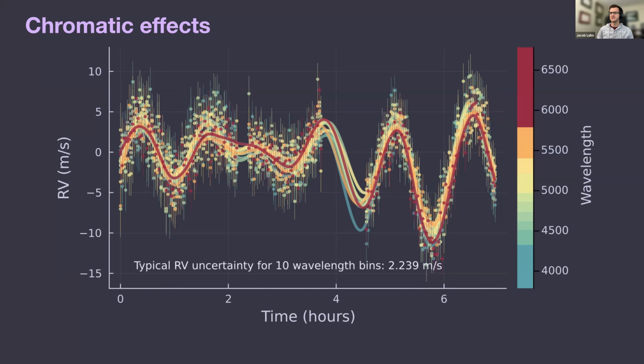So in this case, the wavelength bins, when we bin down all of the RVs, end up with typical RV uncertainty of about 2 meters per second here. And we don't really see a strong dependence on wavelength. There's perhaps a small hint of something, but nothing at a very large scale.